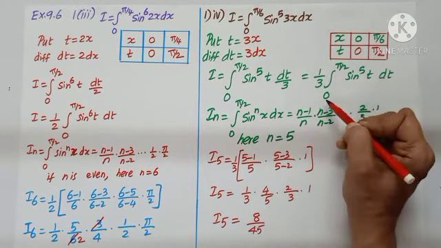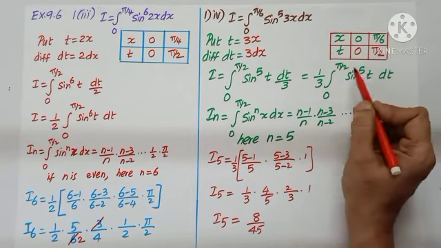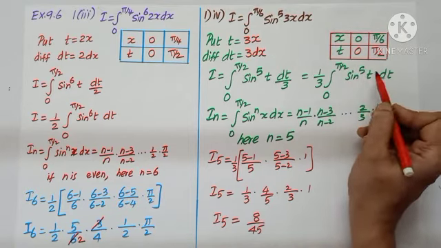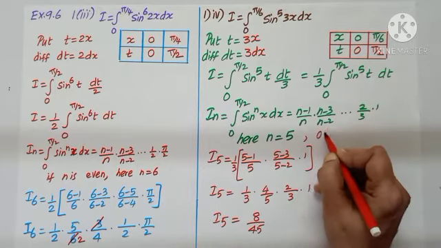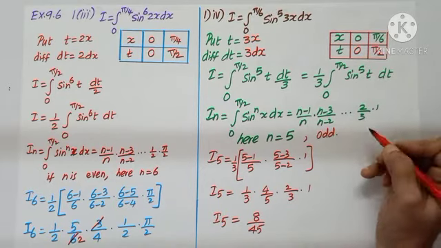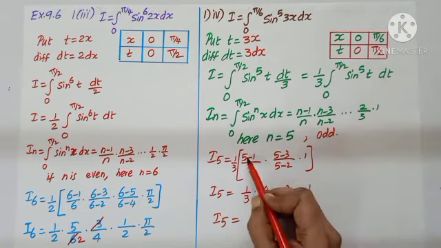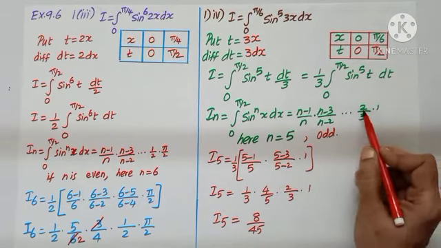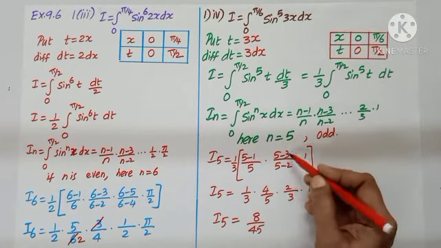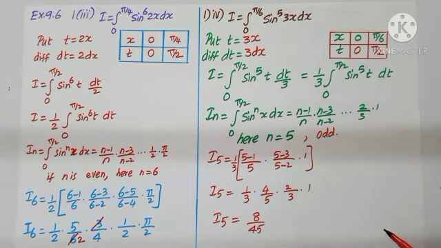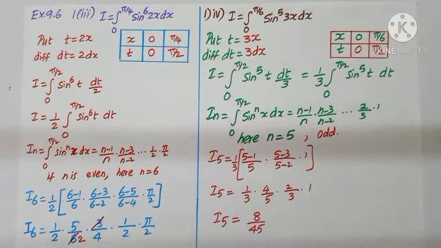Whenever the limits are 0 to pi by 2 and it is sine power of some variable, I can apply the reduction formula. Here n is 5, which is odd. So stop with 2 by 3. Start from 5: 5 minus 1, 5 minus 3, that itself gives me 2. Denominator: 5, 5 minus 2. Once I get 2 by 3, stop with that and put 1. As we multiply, it is 8 by 3 3s are 9, 5s are 45. So 8 by 45 is my answer.